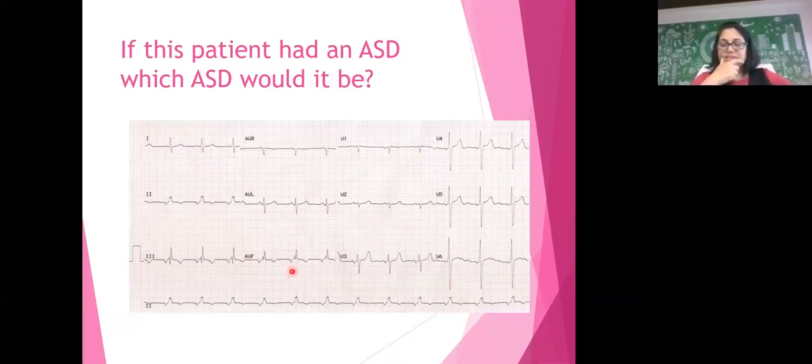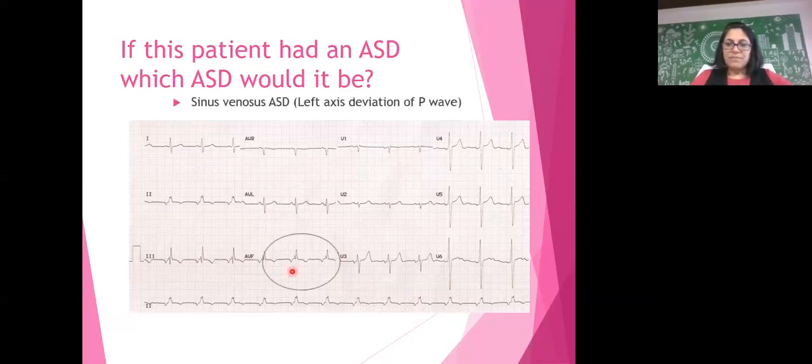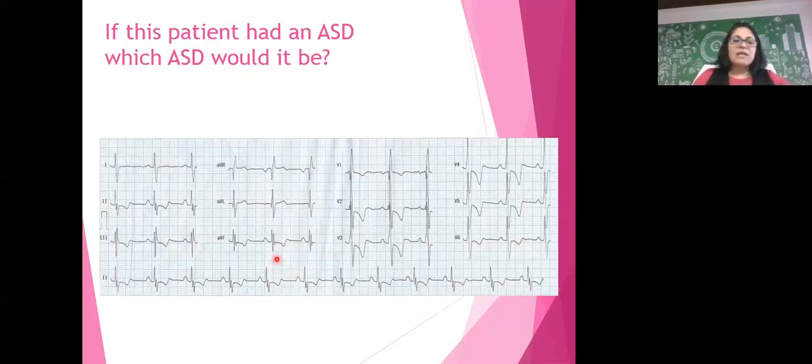So which ASD gives you a superior axis of the P wave? Anyone? So this, well, let's go over primum, but the deviation of P wave is sinus venosus ASD, and we'll go over primum. Now, if this patient had an ASD, which ASD would it be?